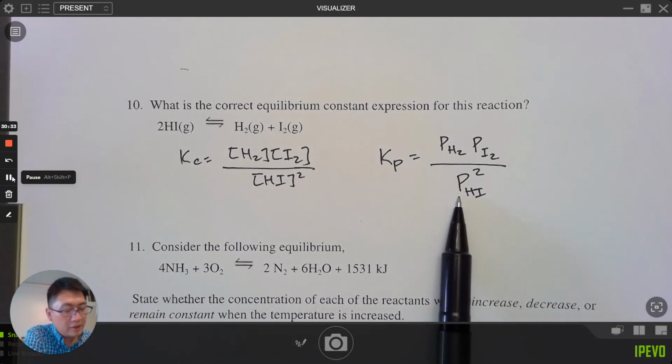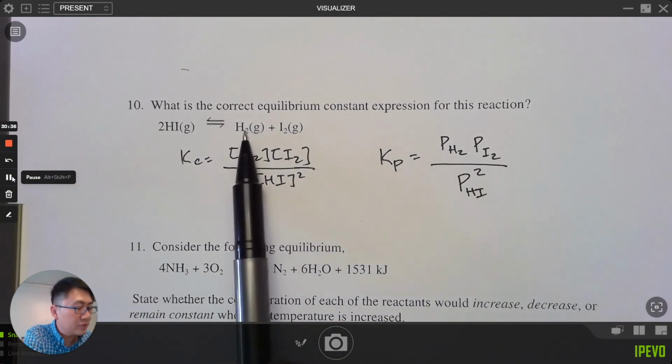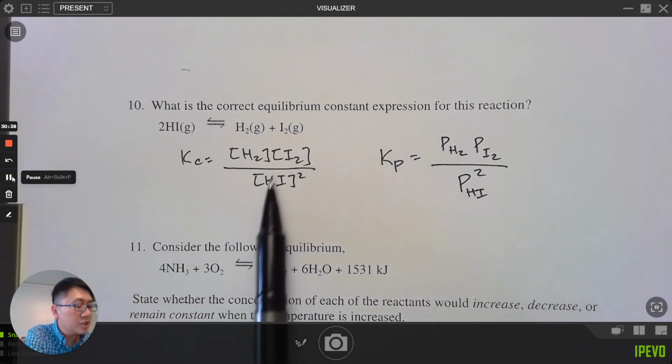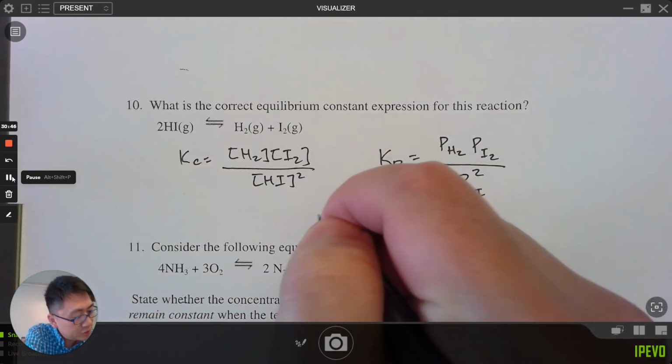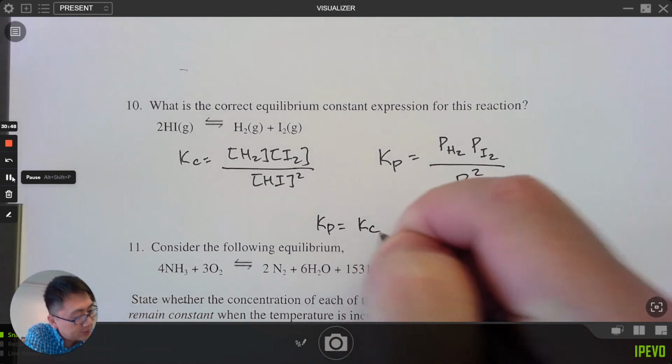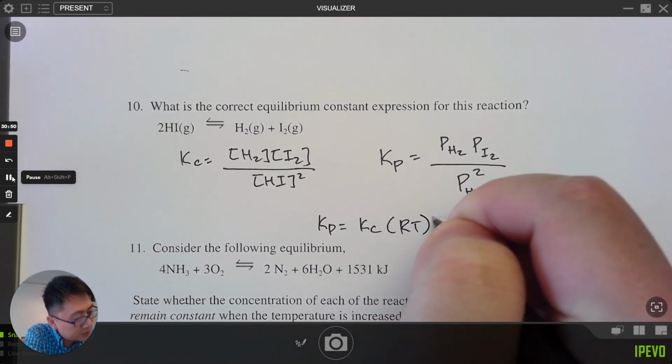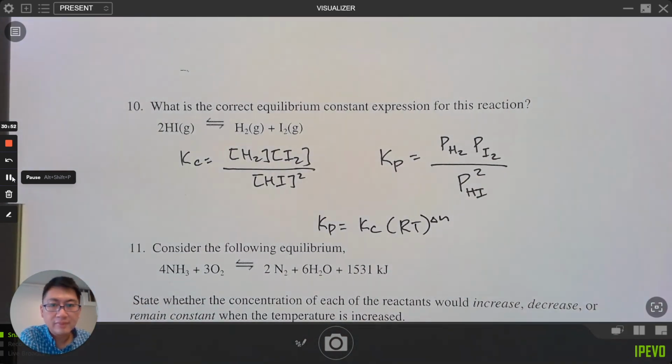Pressure is in atmospheres if they're gases, and concentration is in molarity. This doesn't ask, but as you should know, Kp is equal to Kc times RT to the delta n. It doesn't ask in this question, but you should also know that.